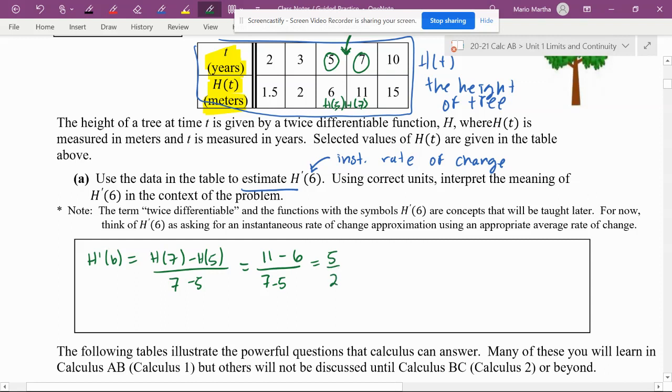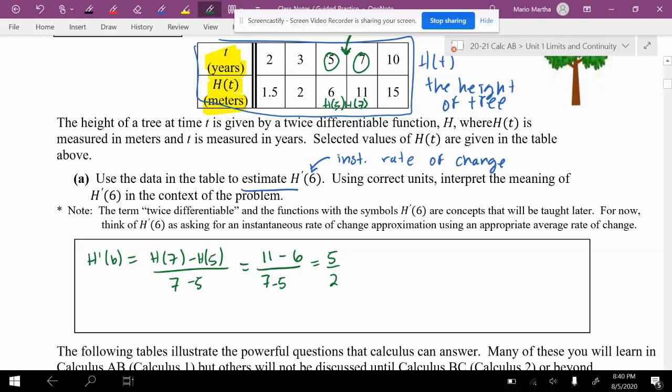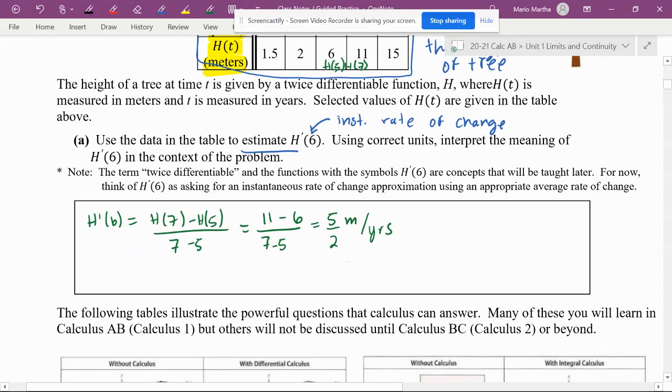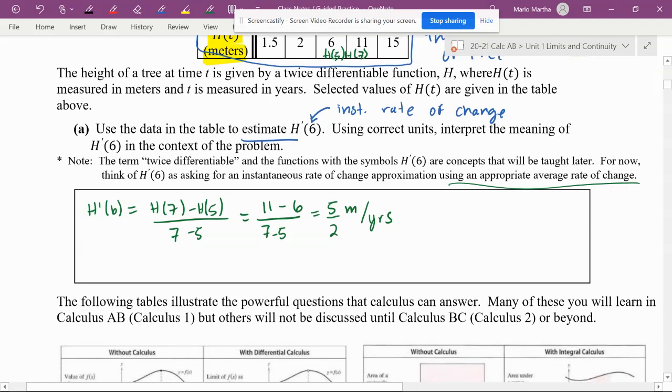Now, one of the things you guys have to be careful about is that on the AP exam, you really want to make sure that if it's asking you for an explanation, you have an explanation, right? If it's asking you to include units, here is where you want to write the units already. So the top represents the height in meters, and the bottom represents years. So it's asking for the instantaneous rate using a proper average rate of change. So using correct units, interpret the meaning of h prime, right?